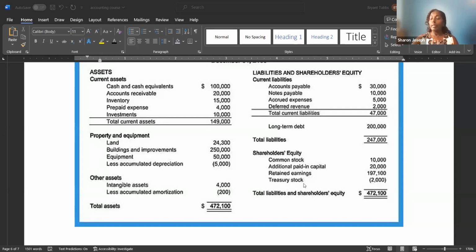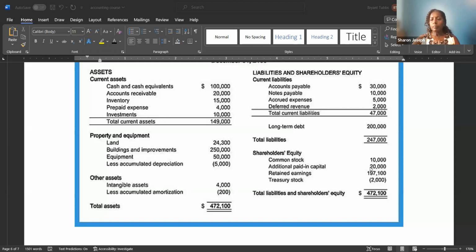Then we come down to the equity section. Types of items that you would find in equity: there's common stock, additional paid-in capital, retained earnings, treasury stock. So common stock, I know that you guys are probably familiar with some of these items. Common stock is if you're trying to raise money for your company, that's when you would issue stock. So in this case, they were raising money to fund their business, so they issued stock of $10,000.